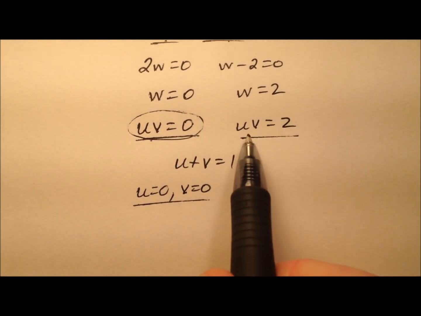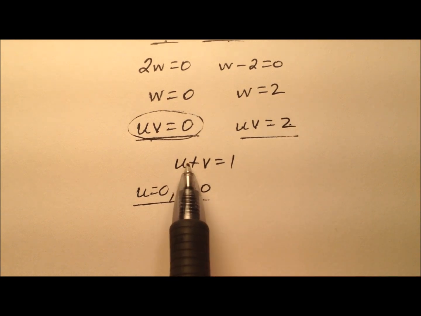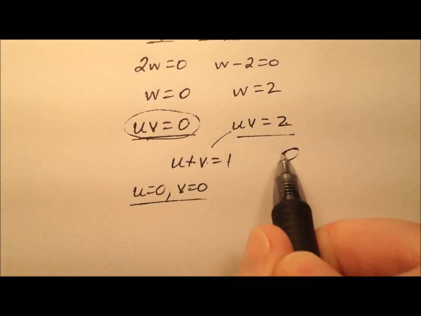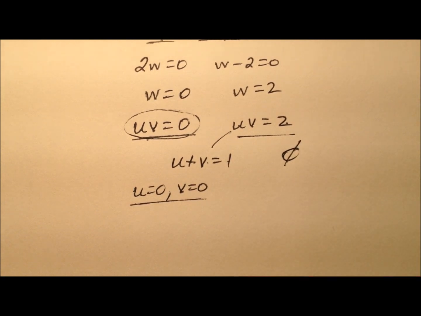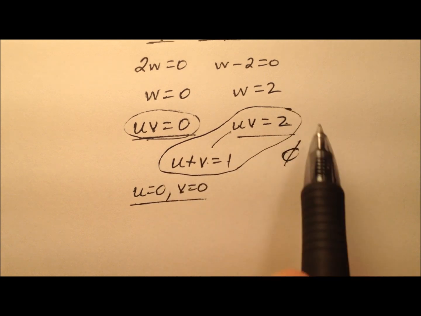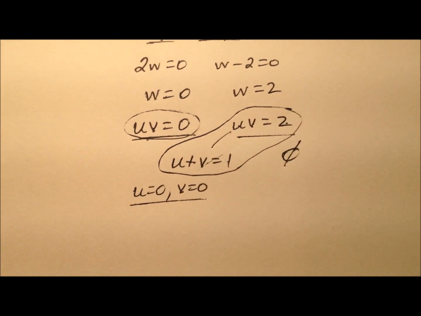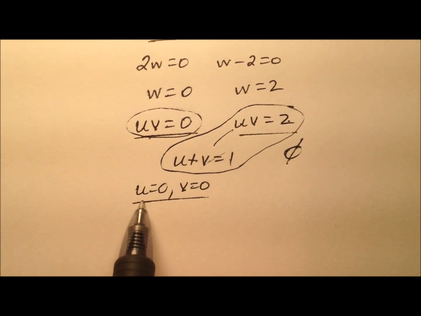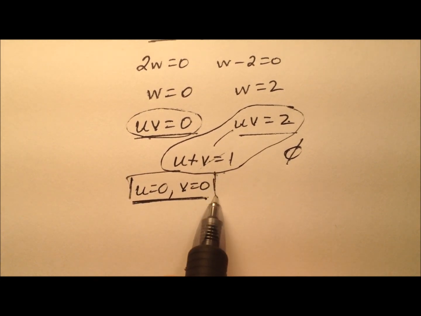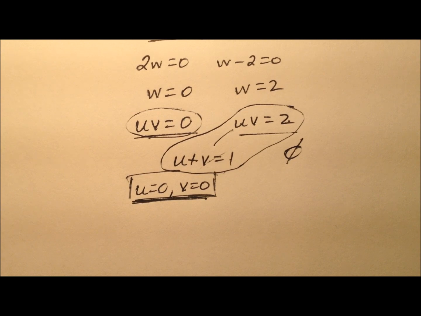Let's step over here. So UV equals 2 and U plus V equals 1. This system that we've created actually has no real solution, nothing that we can use. And if you'd like, you can go ahead and work that out on your own, but you'll see there's no usable solution here. So we're going to take this U equals 0 and V equals 0, and we're going to focus on that for a second.